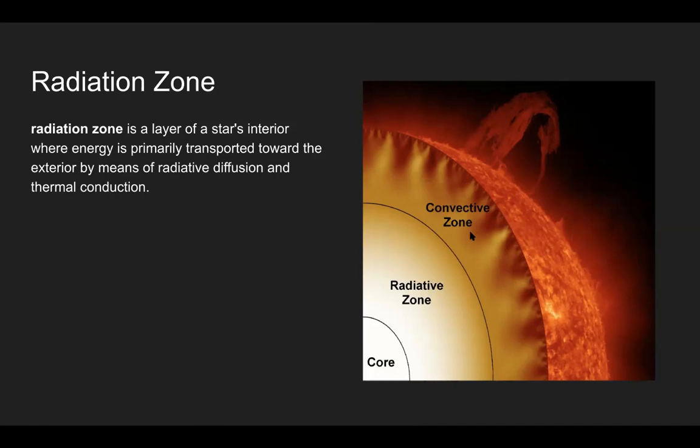And over this range, the temperature of the plasma drops from about 15 million K near the core down to 1.5 million K at the base of the convection zone. So the plasma cools a lot.